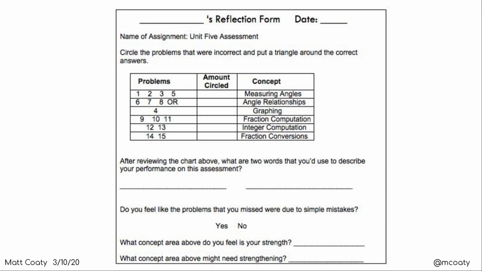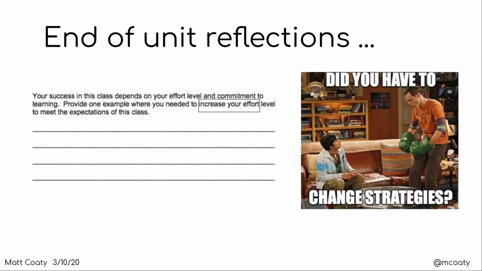So going back to the reflection form, we have this piece, which was the earlier part. And then, two words that you use to describe your performance. Do you feel like the problems that you missed were due to simple mistakes? What concept areas do you feel are your strength? What do you think might need strengthening? So looking at that, we use this as part of our goal setting as well.